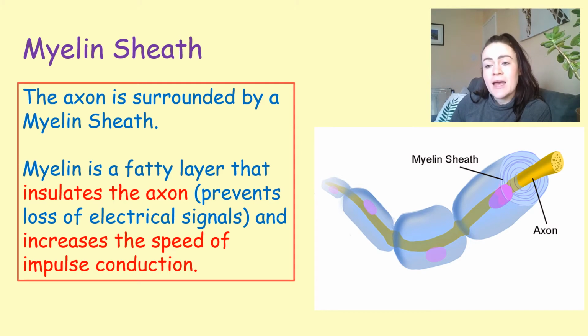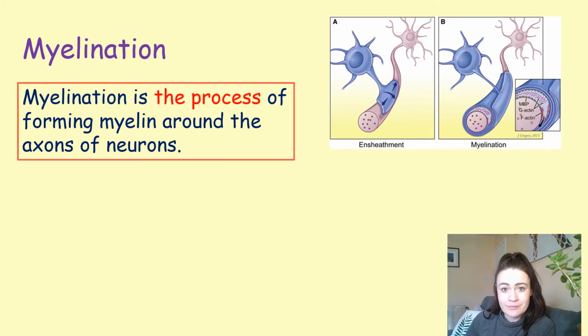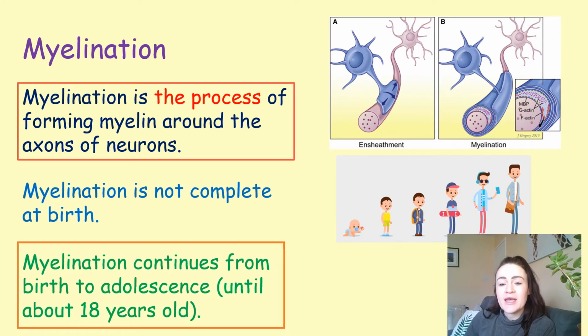Now the interesting thing about myelin, or the myelin sheath, is we're not born with it. We actually build it up over time. And the actual process of forming the myelin is called myelination. And myelination is not, as I said, complete at birth. It actually starts off just in the fetus, and it continues through adolescence, and actually sometimes into your late 20s.